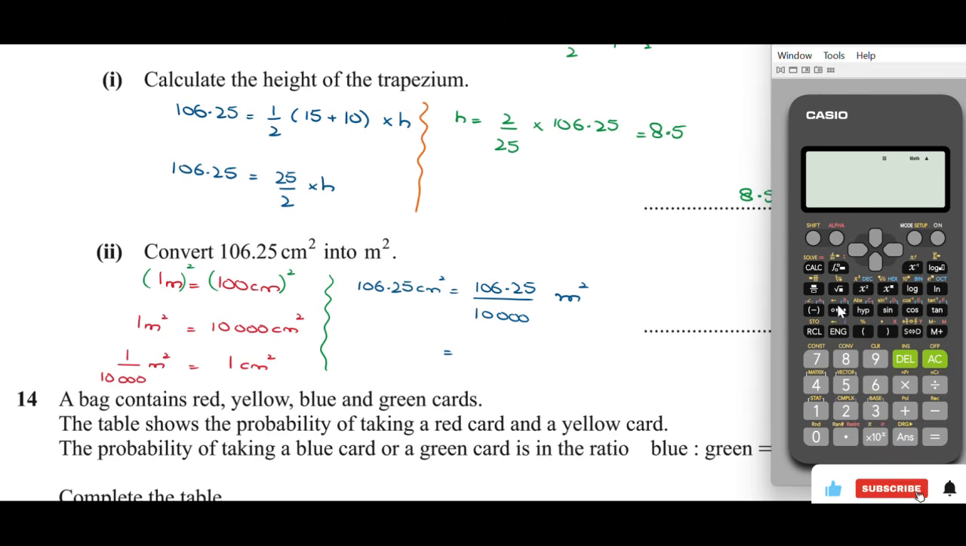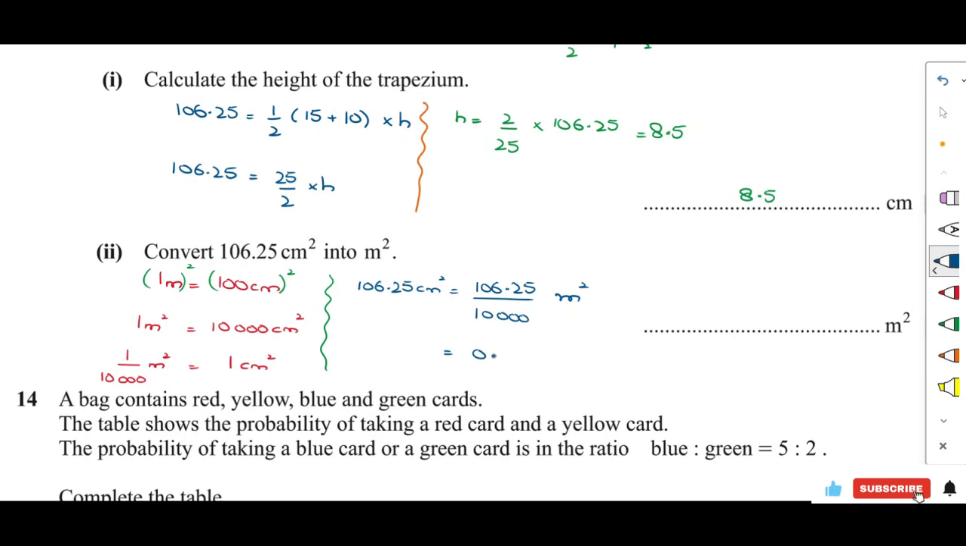What is 106.25 divides 10,000? 0.010625.